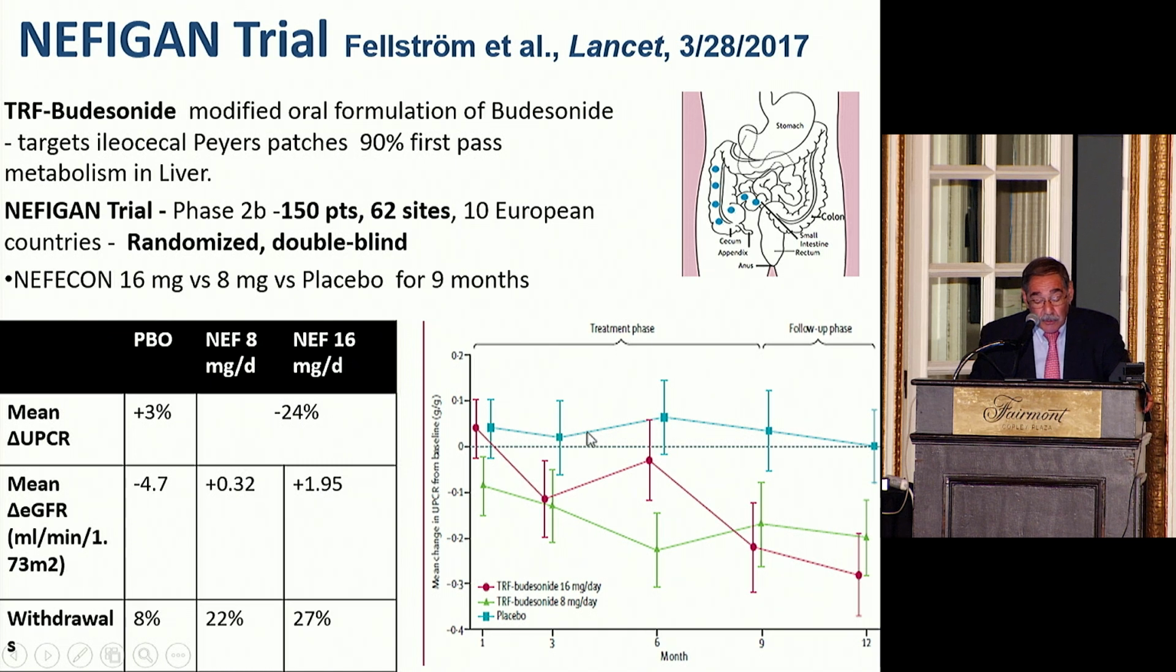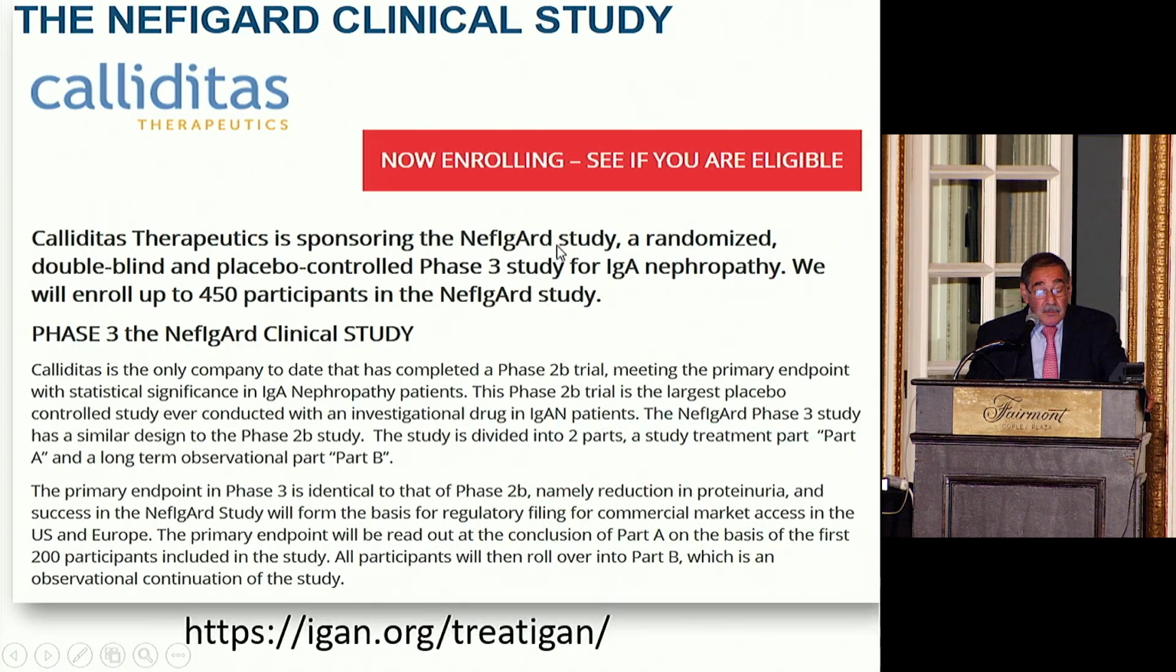In any case, here's proteinuria with placebo. Here's low-dose budesonide. Here's high-dose budesonide. A positive study here, again, with very few side effects, presumably not absorbed. The current study, the NefIgArd trial here, will have 450 patients. This study is undergoing right now.